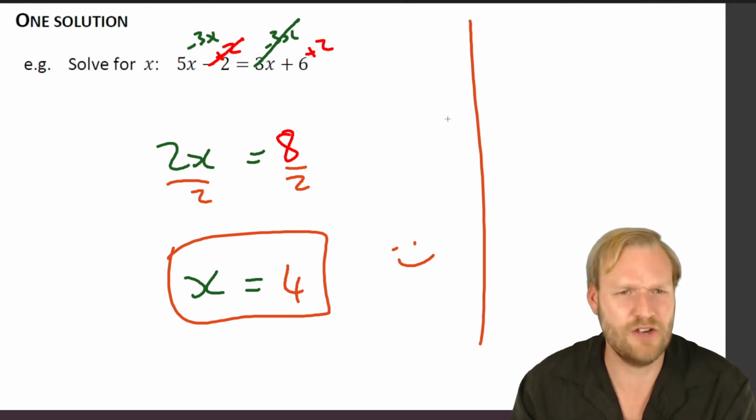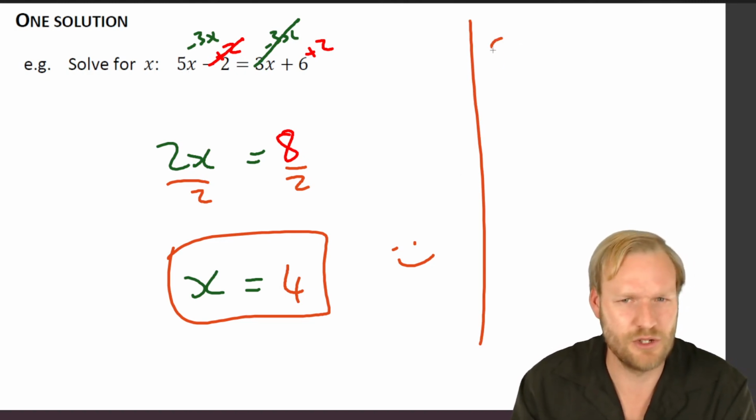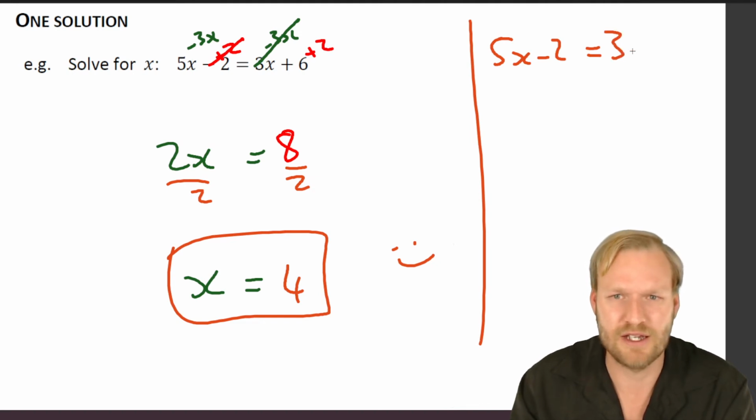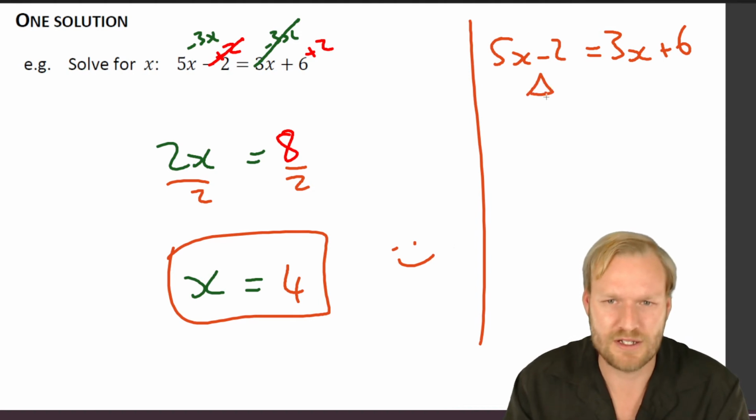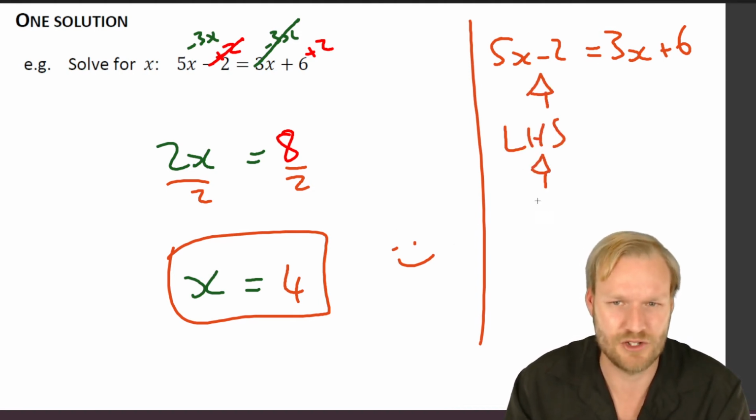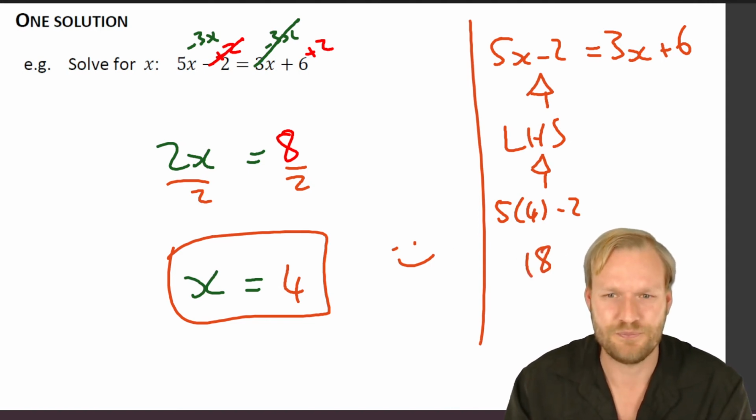What we haven't done so far, but let's do it. Let's check if it works. So 5x minus 2 equals 3x plus 6. If we substitute 4 in, what is the left-hand side of our equation if we substitute x equals 4 in? Well, 5 times 4 minus 2, 20 minus 2 is 18.